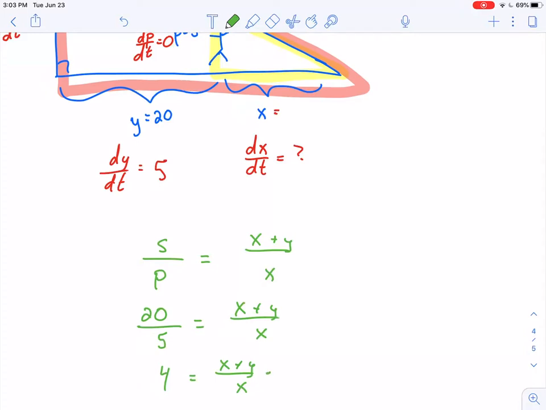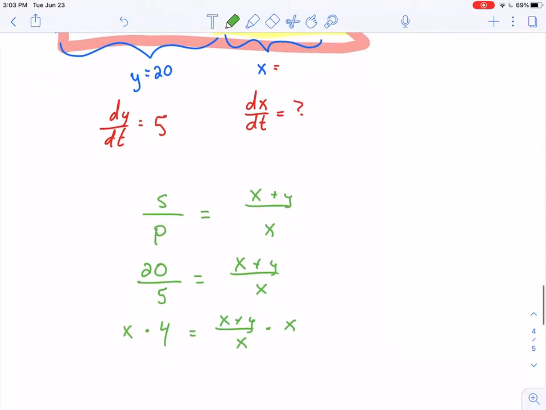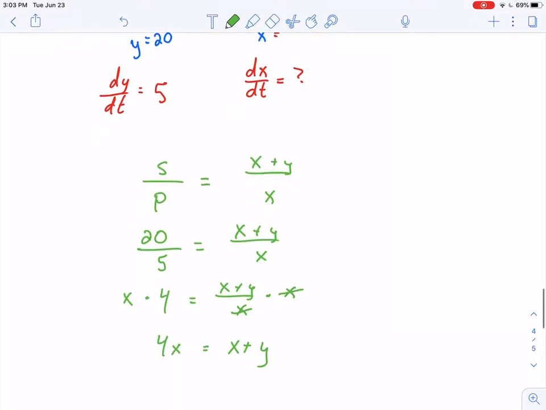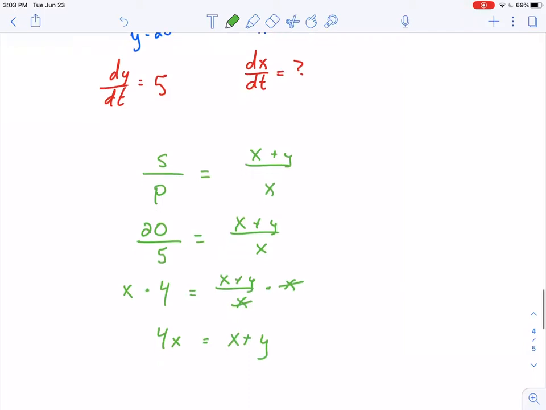algebra. I'm going to multiply both sides by x. On the left-hand side, those will cancel. I'll just be left with x plus y. And on the right-hand side, 4 times x, I'll have 4x. Now this is a whole lot easier for me to take the derivative of. And if I wanted to make it even easier, let's subtract x from both sides.